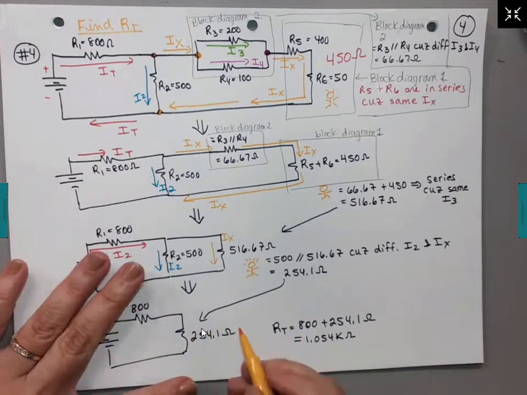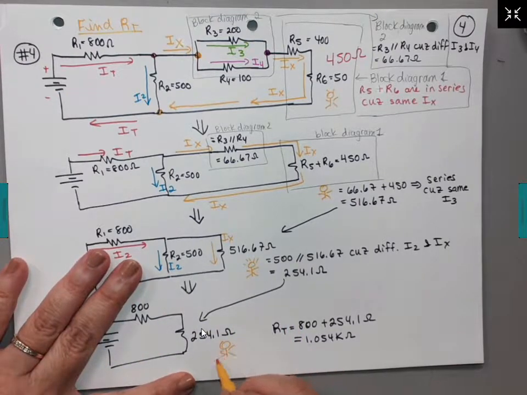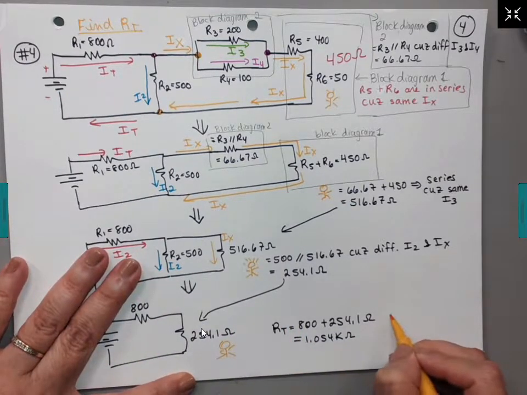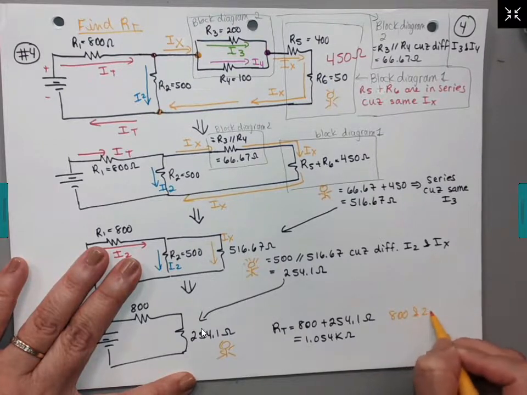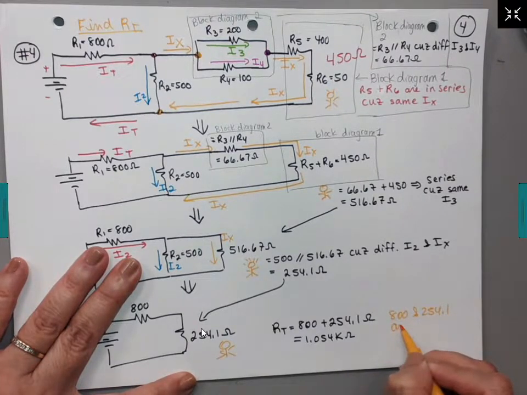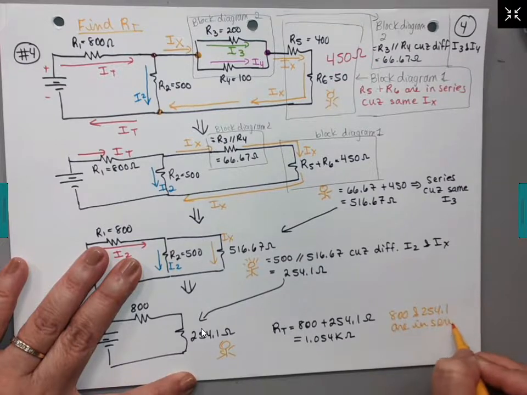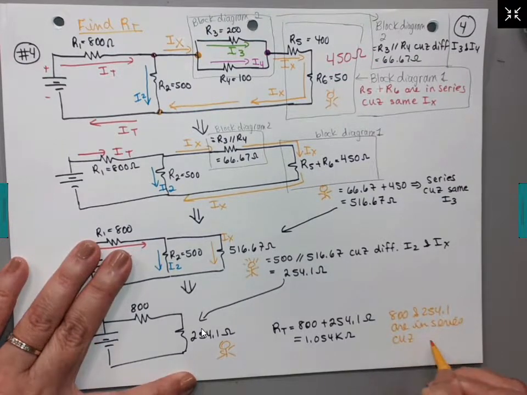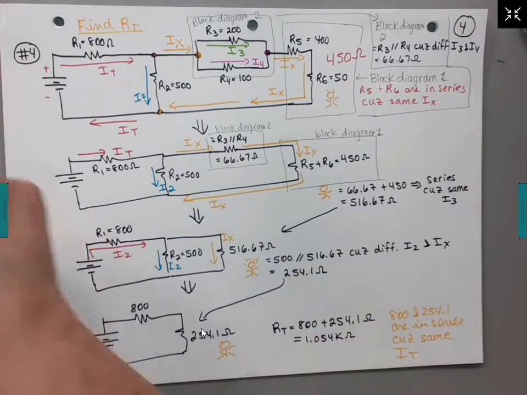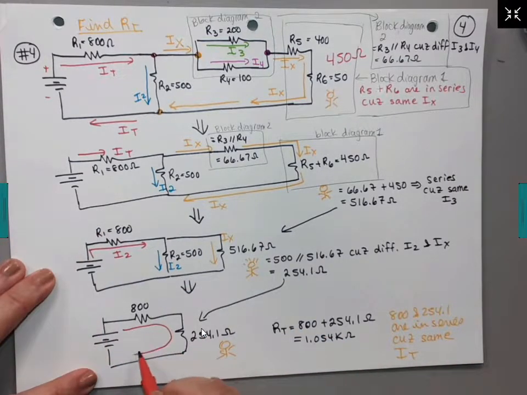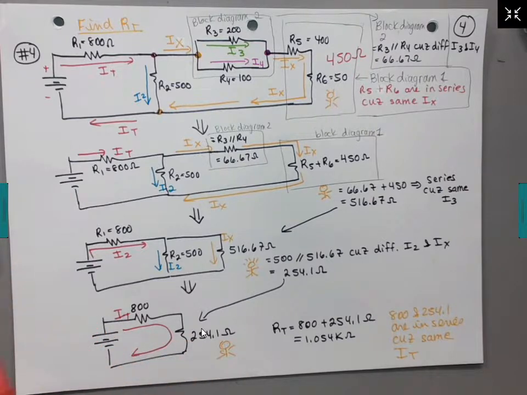So my little guy tells me right here that 800 and 254.1 are in series because we have the same IT. There you go. Alrighty, that is just RT. Let's go find everything else. You're gonna have fun. You better get lots of paper.